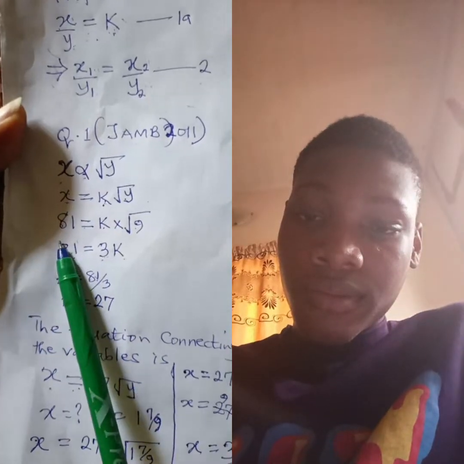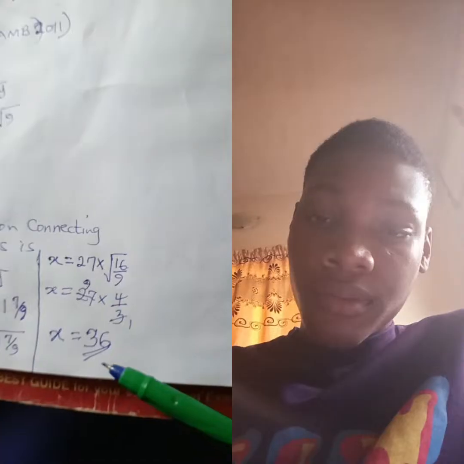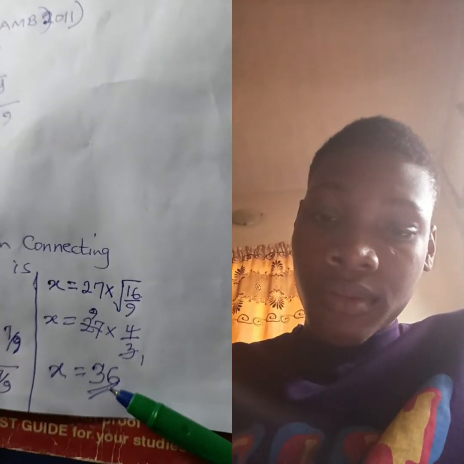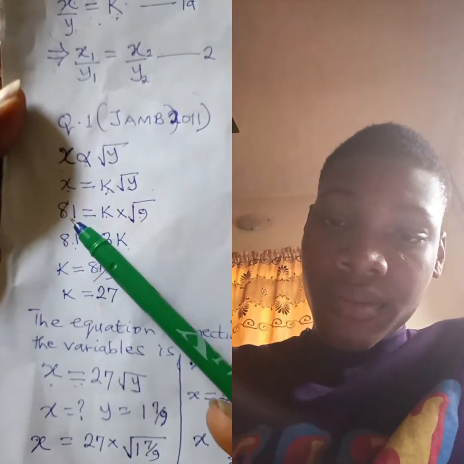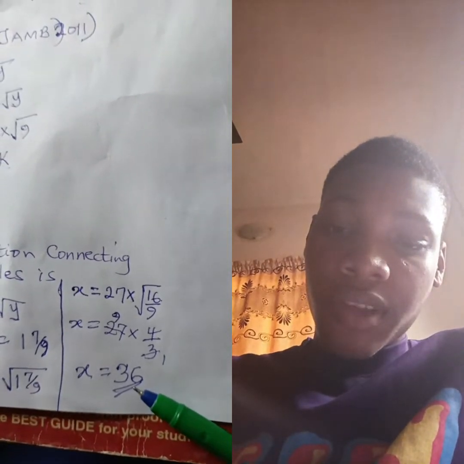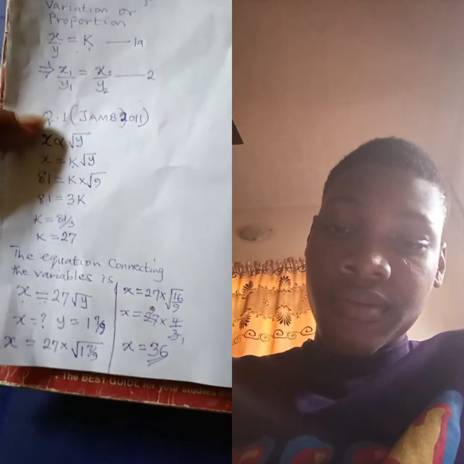For the first case, the value of x was what? 81. Finally, the value of x we calculated when y reduced to 1.6 something, the value of x was what? 36. From 81 to 36. Did it also decrease or not? It decreased. So you see that this is a real life situation.